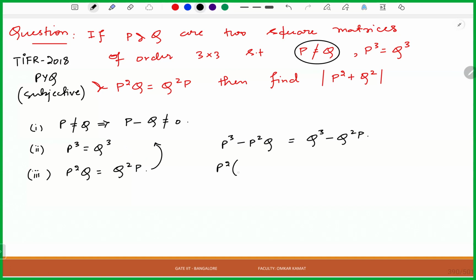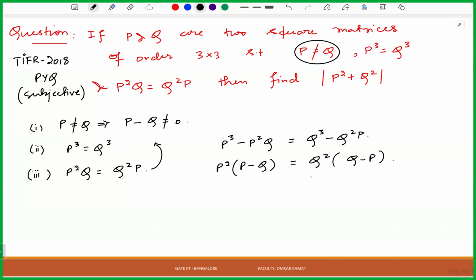Again, take P square common. What I'll get? P minus Q. From here also Q square common I can take. What I'll get? Q minus P. These are all because of what? Matrices are of same order. You can multiply again, you'll get back same property.